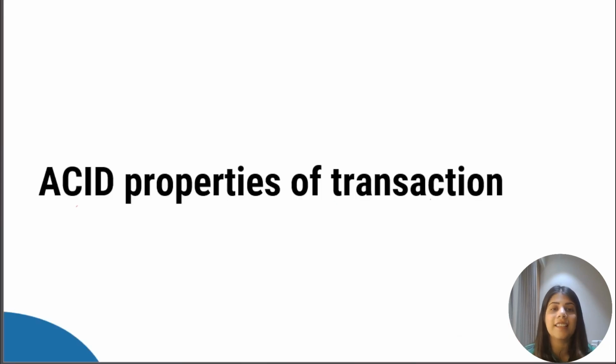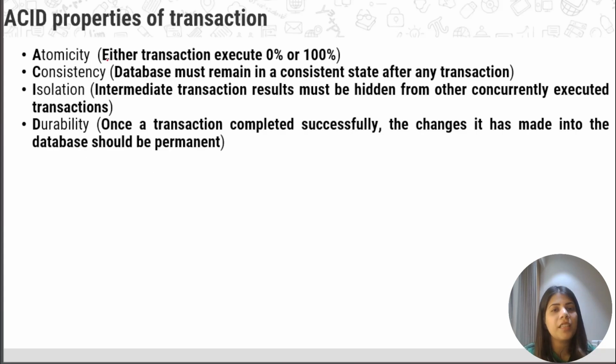Now let's understand ACID properties of transaction. ACID does not literally mean acid. ये एक abbreviation है. A का मतलब है atomicity, C का मतलब है consistency, I का मतलब है isolation, and D का मतलब है durability. Let's see them one by one. Atomicity is either the transaction executes 0% or 100%. मतलब transaction या तो complete होगा या तो नहीं होगा.